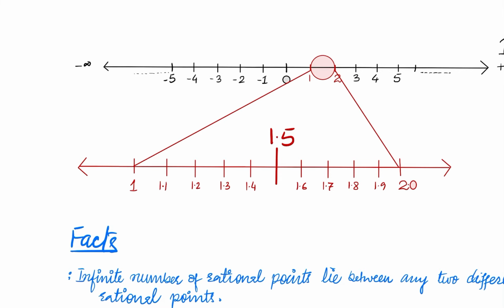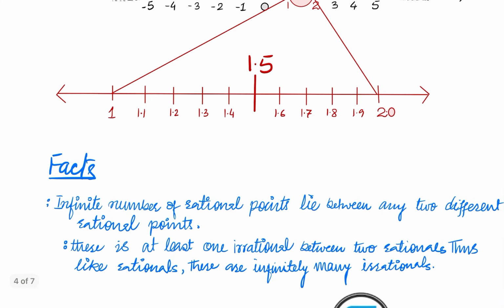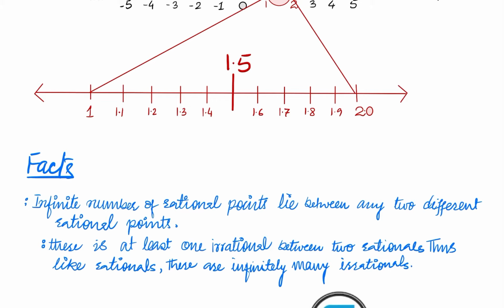So what fact do we follow here? If you see, the fact says infinite number of rational points lie between any two different rational points. Whenever you have two rationals, any number, natural number, integer, these are rationals. So between any two rationals, there exist infinitely many rationals. First fact. Second fact, there is at least one irrational between two rationals. That means like rationals, there are infinitely many irrationals as well.